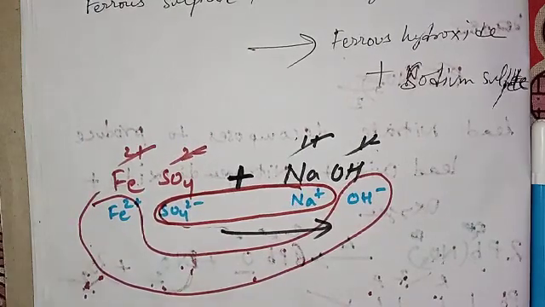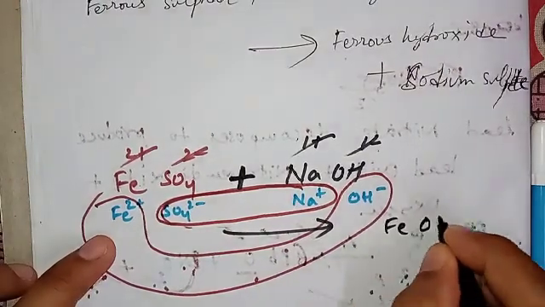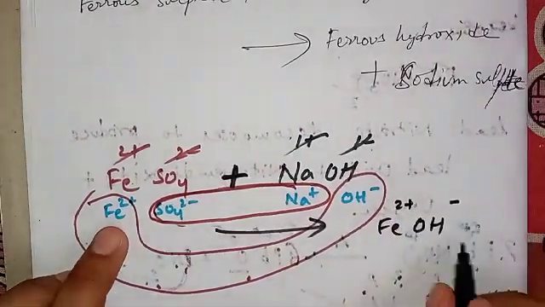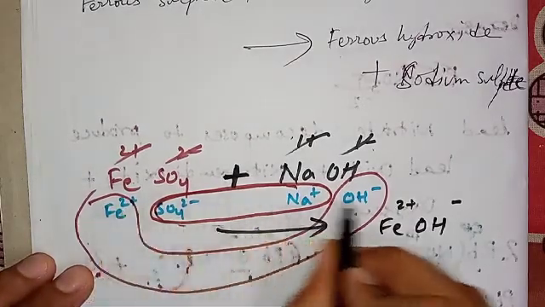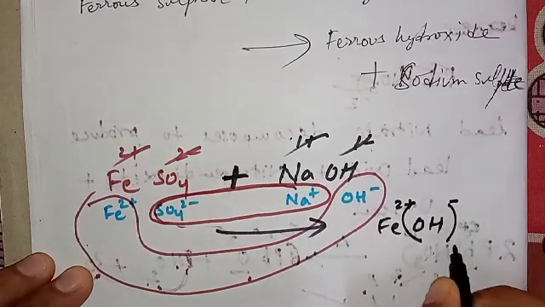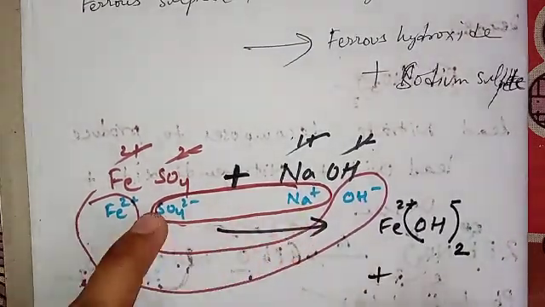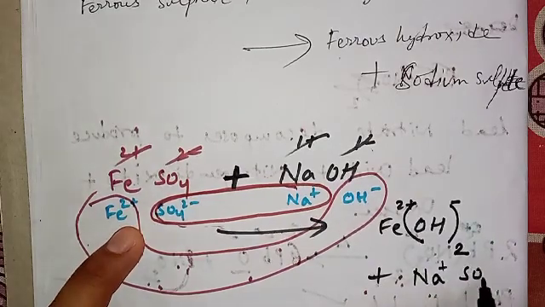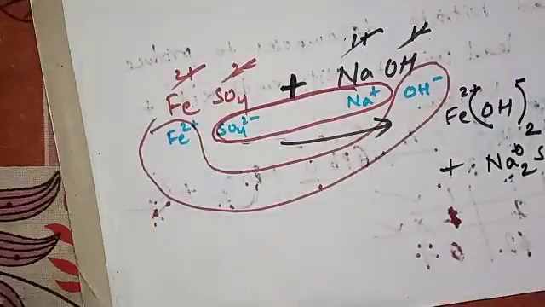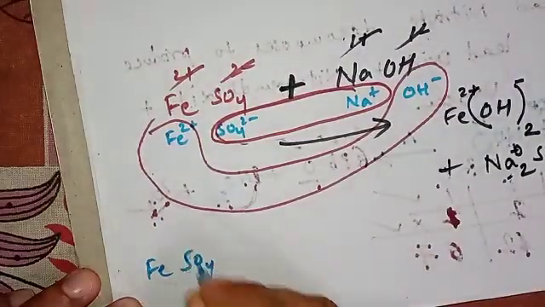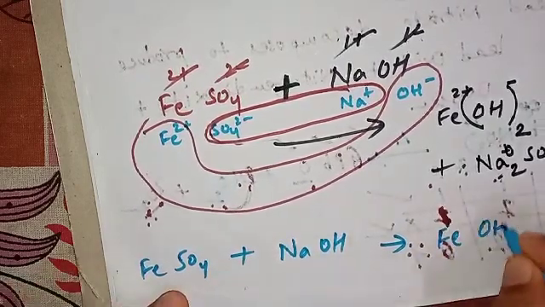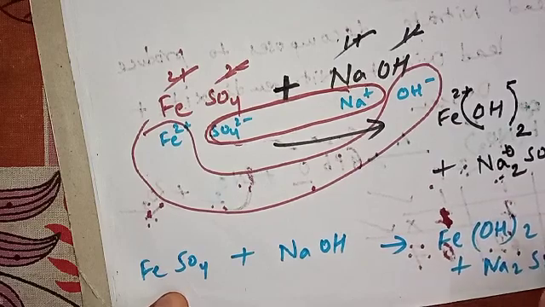So we will get FeOH. Okay, so Fe2 plus is coming with OH minus. See hai na? If you write the charges properly, this will help you a lot to identify the correct molecular formula. So 2 will come here, so you will have Fe(OH)2 plus NaSO4. So Na plus and SO4 2 minus, so again 2 will come here, so Na2SO4. So I am writing it afresh. So FeSO4 plus NaOH will give us Fe(OH)2 plus Na2SO4.